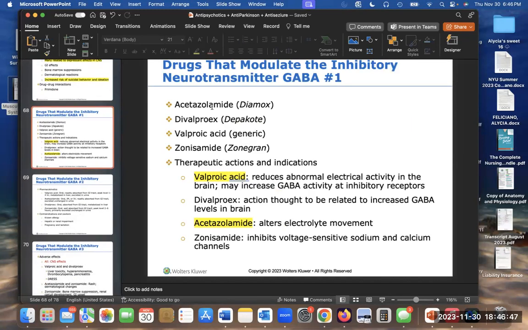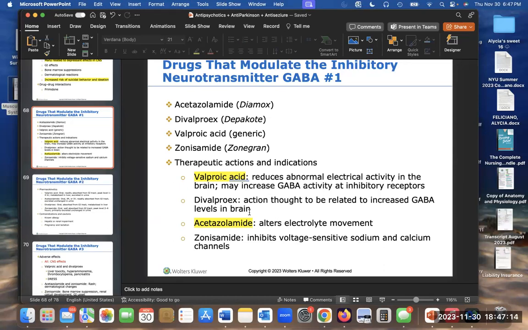Now, we also have drugs that might work on those GABA receptors. This is a very famous receptor when you're talking about these seizure medications. The ones I've seen a lot are valproic acid and acetazolamide. So valproic acid reduces the abnormal electrical activity in the brain, increases GABA activity, which opens those chloride channels and relaxes the muscle. Acetazolamide alters the electrolyte movement, so those sodium and calcium, okay?